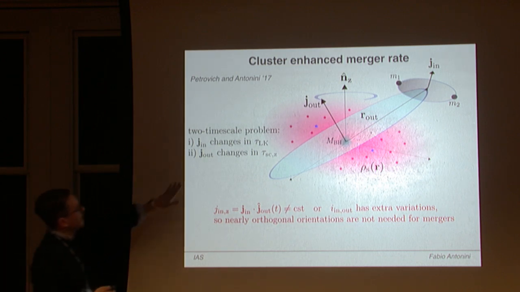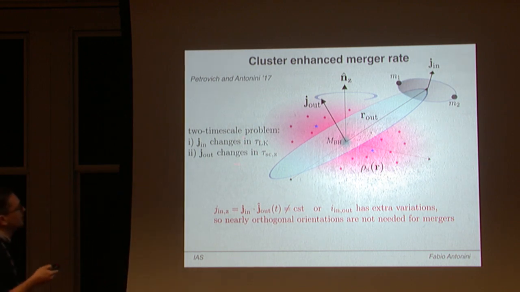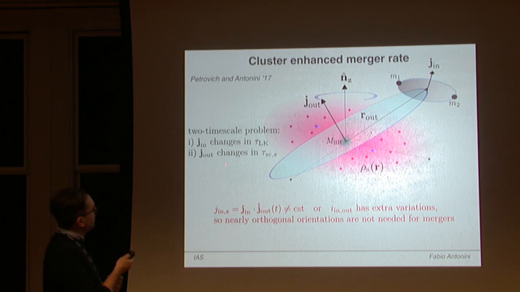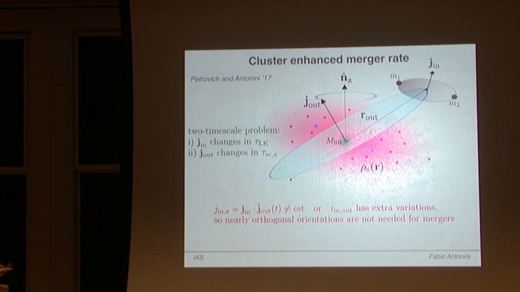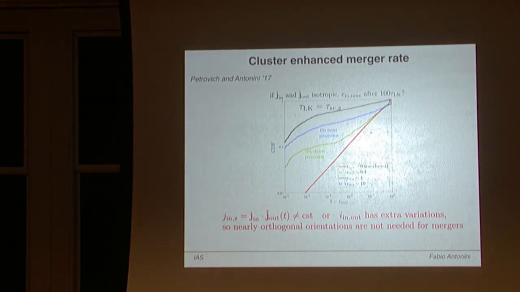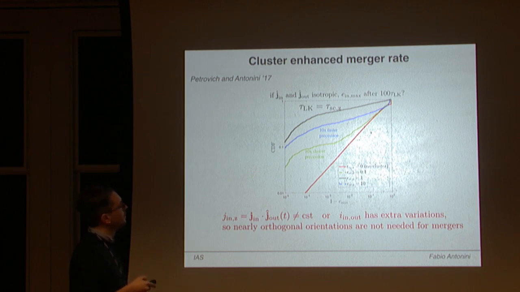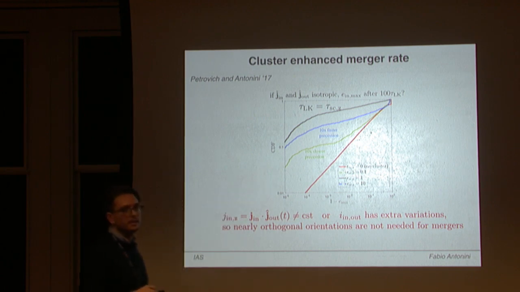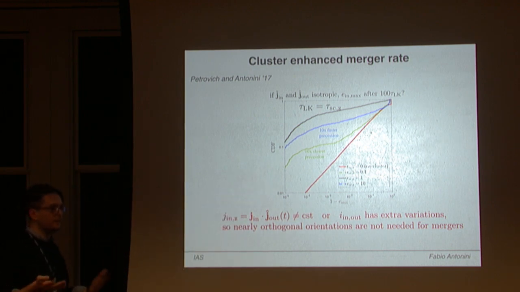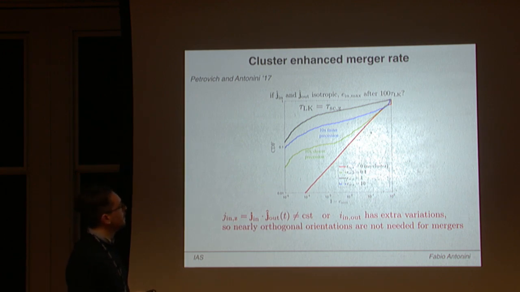This really now becomes a two-timescale problem. The first timescale is the Lidov-Kozai timescale, which is the timescale over which the eccentricity of the inner binary changes. And the other timescale is the precessional timescale of the outer orbit, the timescale over which the outer orbit is changing due to the triaxial or, again, non-spherical star cluster. The maximum enhancement for the fraction of systems undergoing large eccentricity oscillations is obtained when these two timescales are equal to each other. So when the inner and outer orbit evolve over the same timescale.